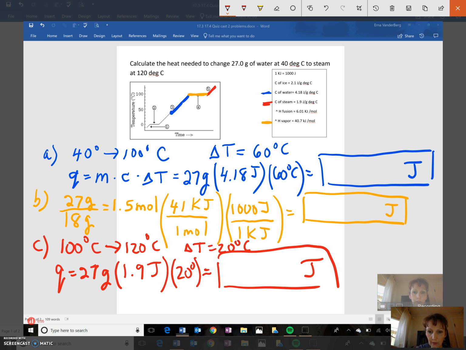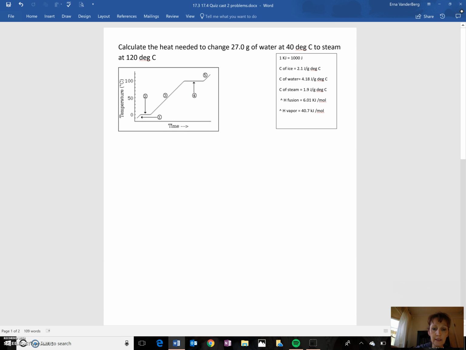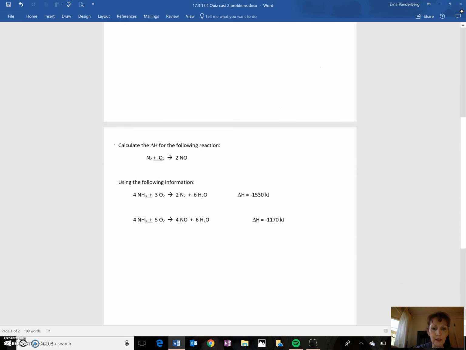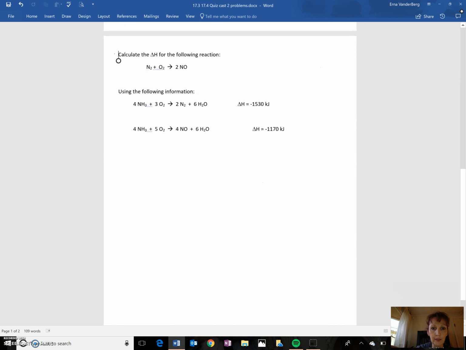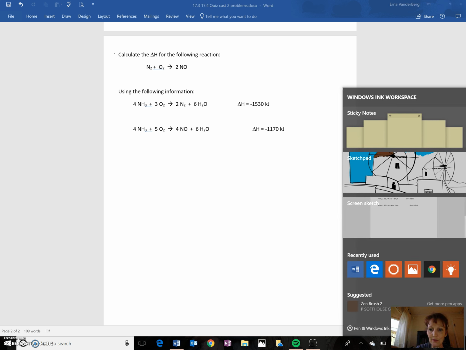I'm going to switch now to the second problem on the quiz, not that it's a problem, it's calculating the enthalpy of reaction using Hess's law. Here we go. Okay, screen sketch.